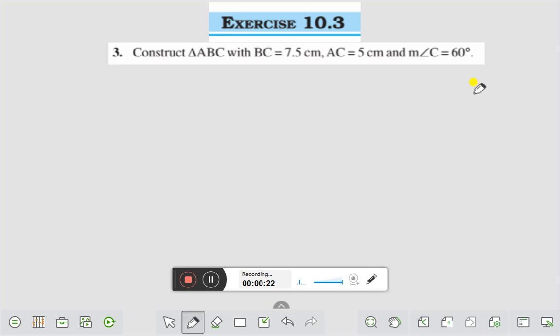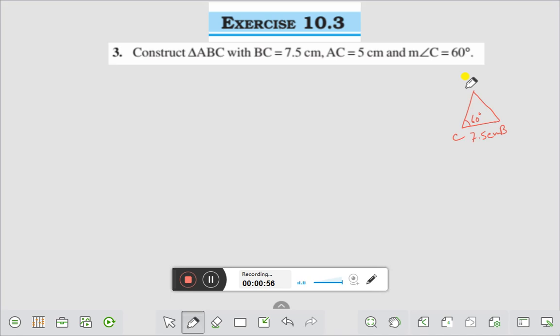Suppose this is the triangle. The measure of angle C, this angle here, is 60 degrees. First of all, make a rough idea. This is C, and BC is 7.5 centimeter. This is BC, 7.5 centimeter.